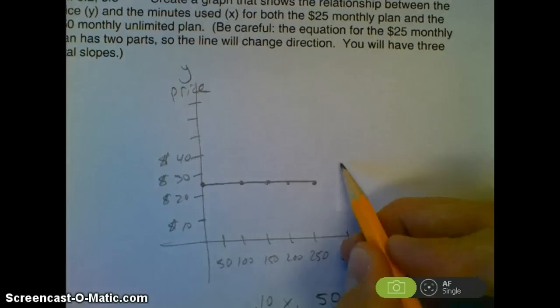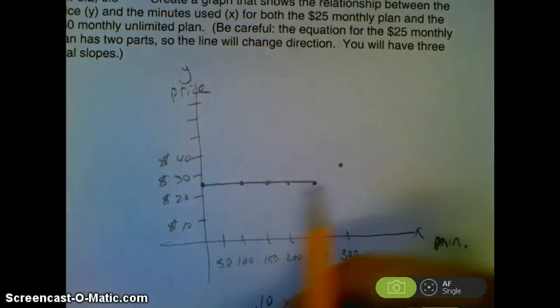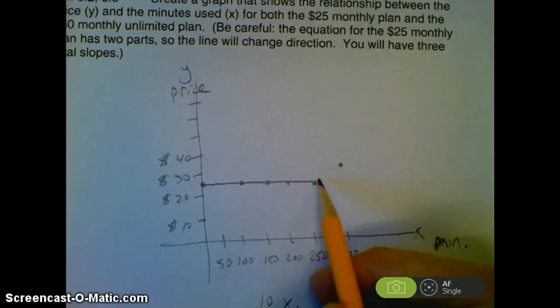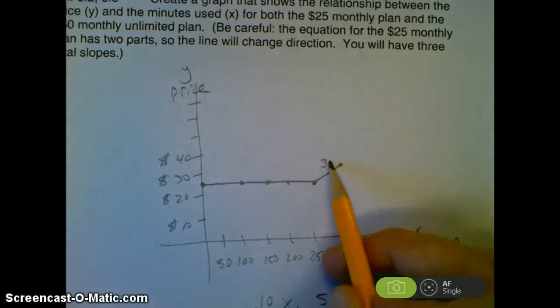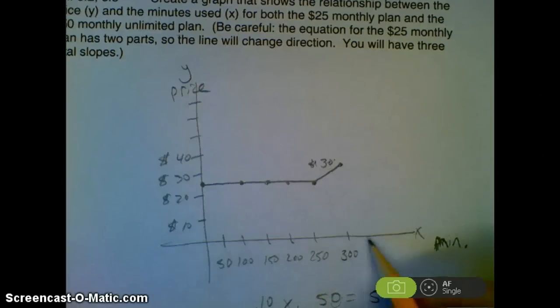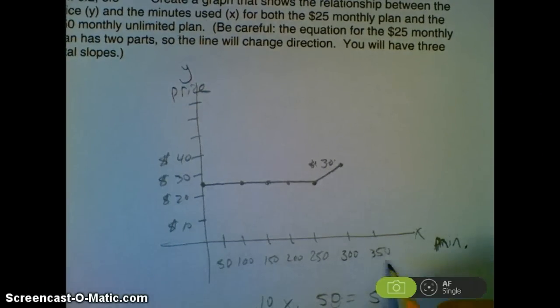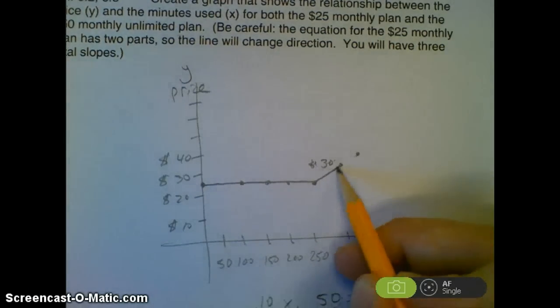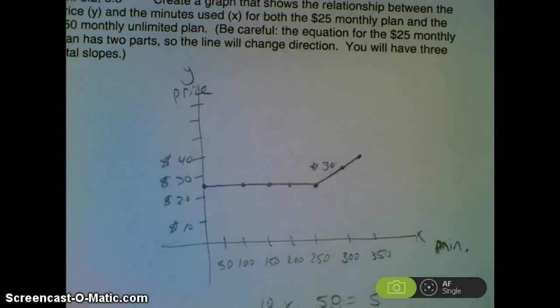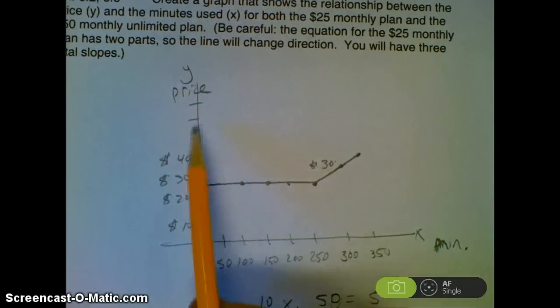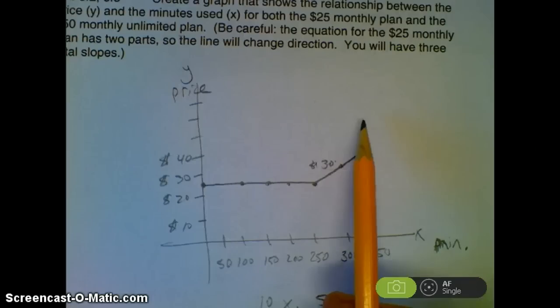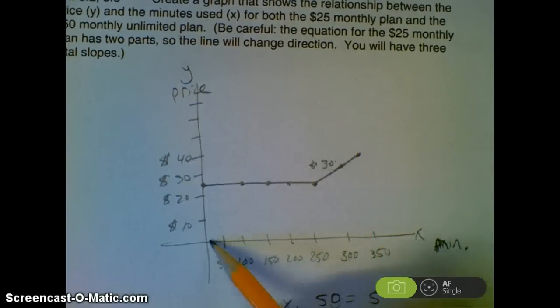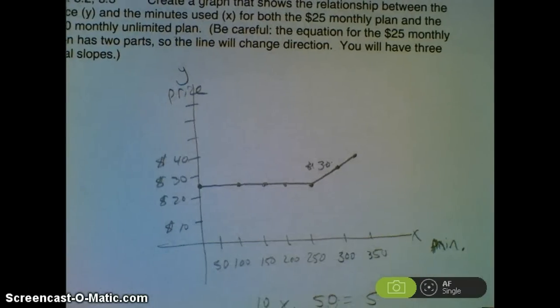So if I use 50 extra minutes, I would be paying, that should line up with 30. I'd be paying $30. If I use 350, so 100 extra minutes, I would be paying $35. Should be right about there. So the graph changes. You've got to do that for a $50 plan, and if you really wanted to get crazy, I guess you could do it for the number of minutes on the 10 cent a minute plan. So hopefully those help you and you're not feeling frustrated on this project.